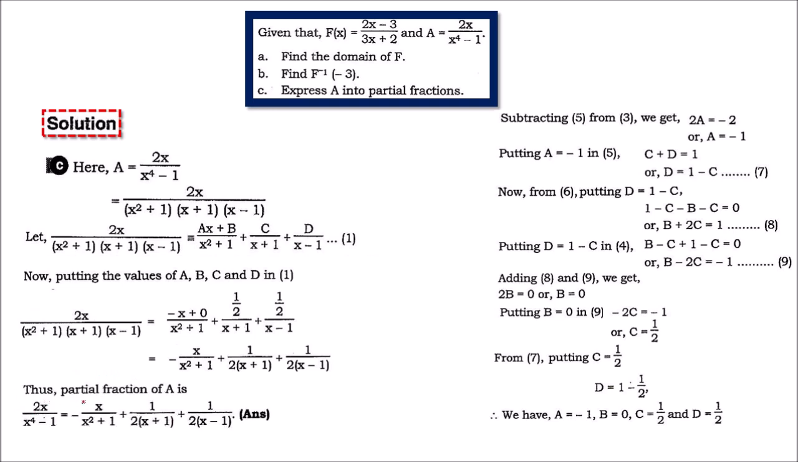So thus the partial fraction of 2x by x to the power 4 minus 1 equal to minus x by x square plus 1 plus 1 by 2 into x plus 1 plus 1 by 2 into x minus 1. That is our answer. I think you understand.